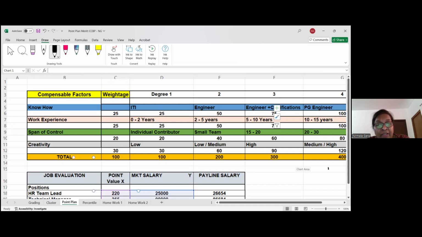But the point method, which most of the current consulting organizations use, be it Mercer, be it Hay, be it Hewitt, they all use the point method. The funda is the same, the point plan. I'm sure some of you have heard of it. So here in the point plan, it's very objective. Just to show you how it looks like, let me show you the points so that you will have a better understanding.